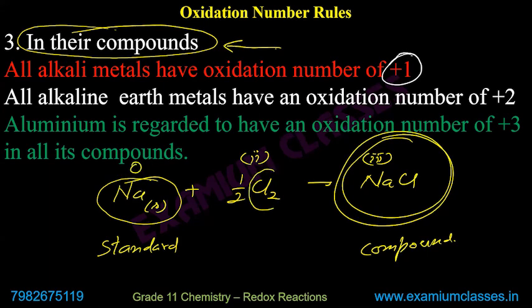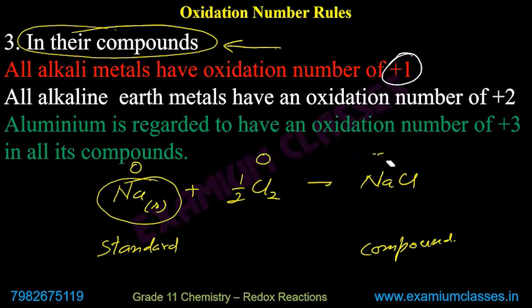Chlorine also exists as Cl2. So here also the oxidation state will be 0. But here it is a compound. It will be +1.